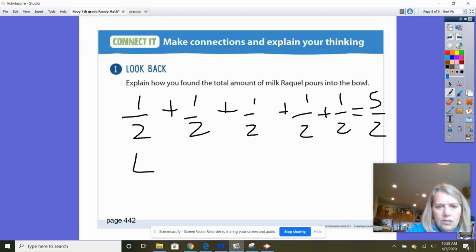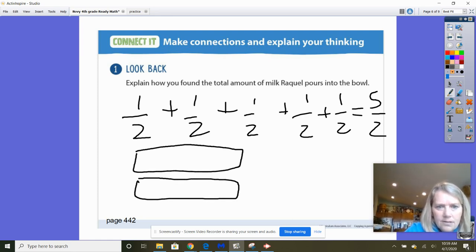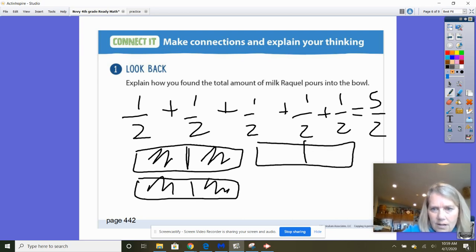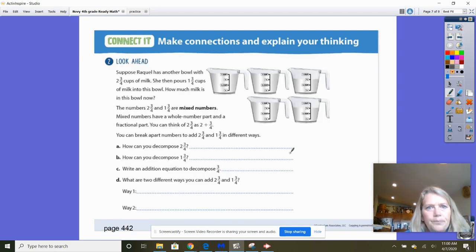And maybe you used a model like this. And you had 1/2, 1/2, 1/2, 1/2, and then a third one for 1/2. So explain how you did it and solved it. And that's using a mixed fraction because we got 2 wholes and a half. Mixed numbers have wholes and parts.